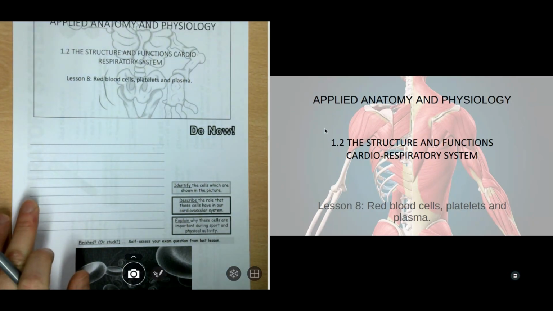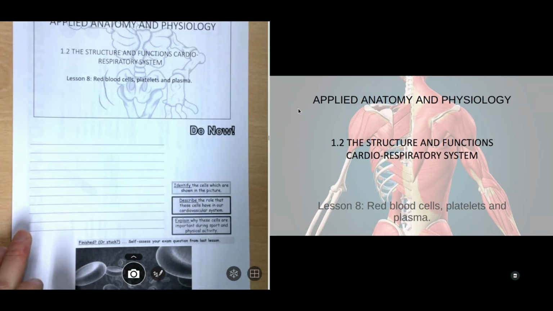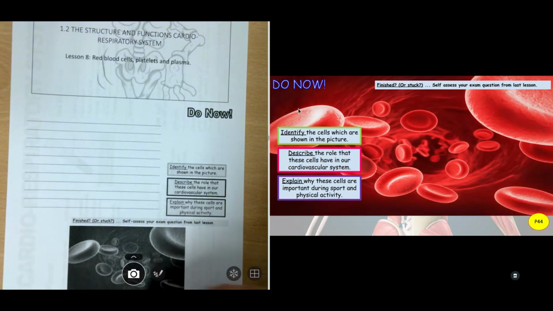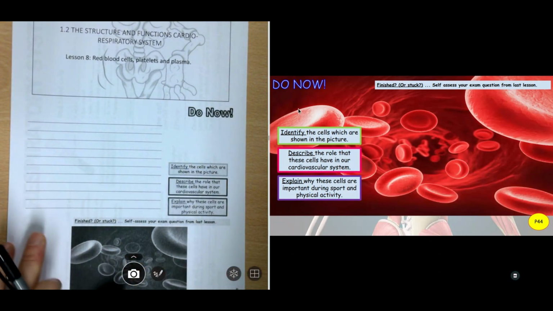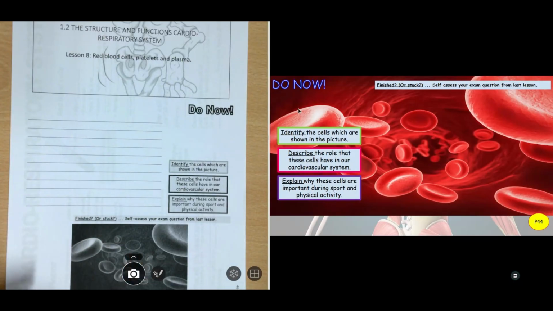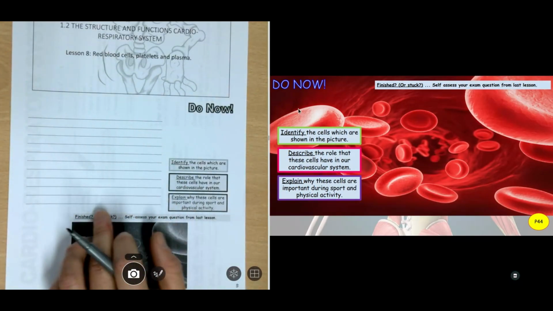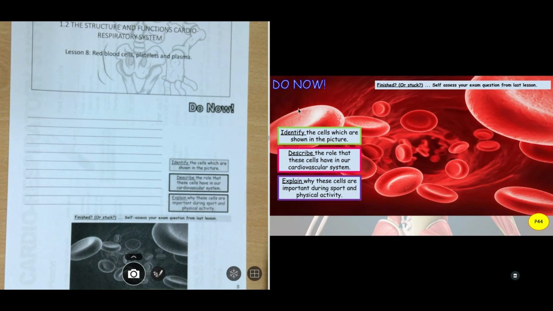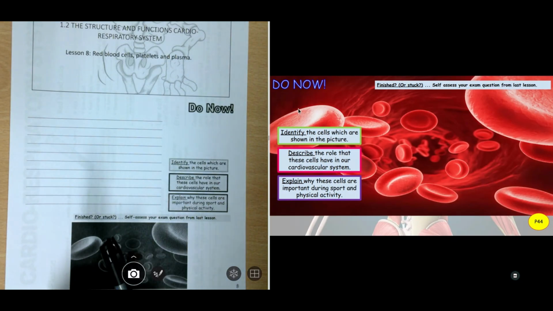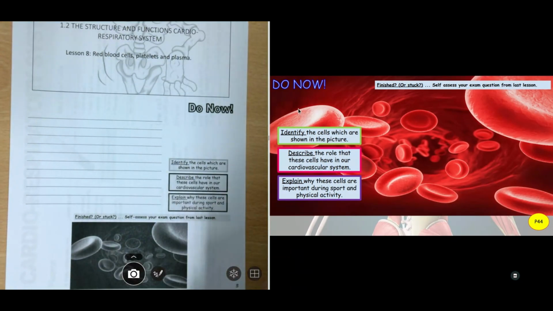So starting off with the do now activity. With the picture that's there, identify the cells that are shown in the picture. Can you then describe what role they play, what's their job with our cardiovascular system, and then why they're important for sport, physical activity. If you're stuck on that, go back to the last lesson and just double check that you completed that exam question fully. If you are having a go at this, you can pause this now or complete it, and then I'll go through the answers in a minute.